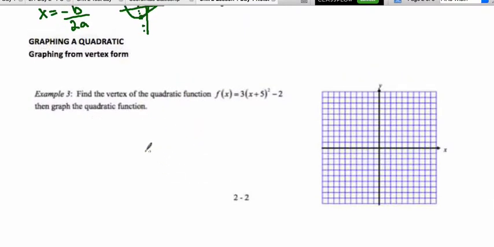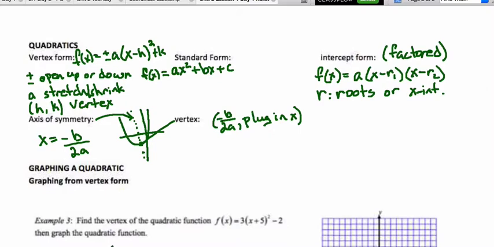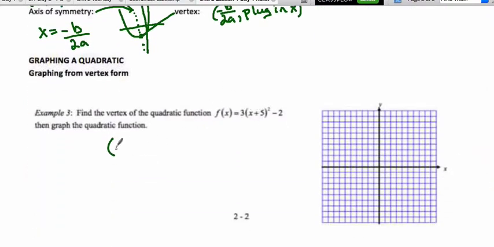Okay, so graphing. So we're going to find the vertex of the quadratic function, then graph the quadratic function. So our vertex, and remember that this is going to be opposite than what's in here because vertex form shows a minus, a negative here. That means when we pull it out, it's actually going to be the opposite sign. So this is going to give me a negative 5 and negative 2. Okay, so I found my vertex, (-5, -2). But that's really not enough to graph my quadratic.